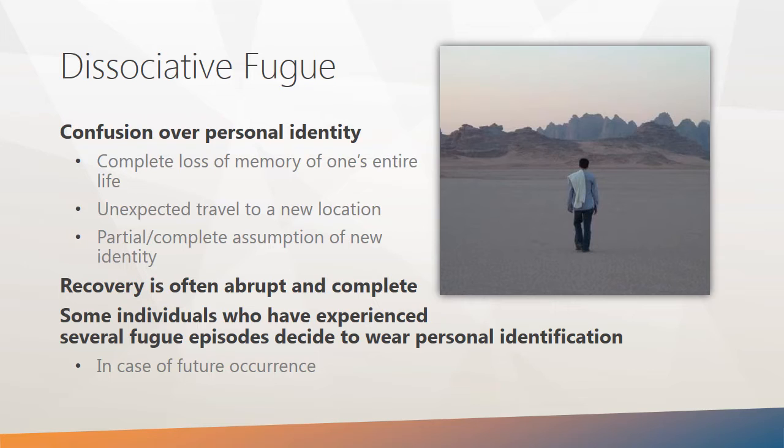Individuals experiencing a dissociative fugue have traveled over thousands of miles, and someone in a fugue state is unaware of or confused about his or her identity, and in some cases will assume a new identity, although this tends to be the exception. Recovery is often abrupt and complete. Some individuals who have experienced several fugue episodes decide to wear personal identification, just in case this happens again.